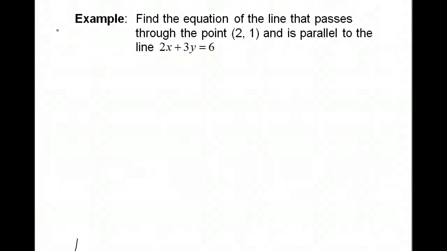Next example: find the equation of the line that passes through the point (2, 1) and is parallel to the line 2x plus 3y equals 6. We need to find the slope. We know that we're looking for y equals mx plus b. The first thing we always look for is the slope. I don't know what the slope is, but if it's parallel to this line, let's see what the slope of this line is.